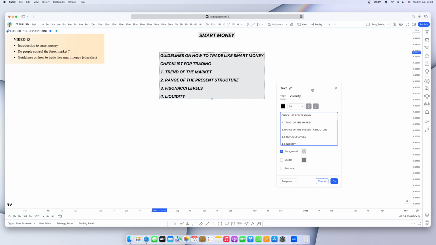When you know what the range is going to be, you will be able to draw the Fibonacci levels without issues. And then when you do that, you should be able to check and see number four: the liquidity, the internal liquidity, the external liquidity, the static liquidity. So once price is taking out internal liquidity, we can hope and anticipate that smart money will run on the external liquidity.